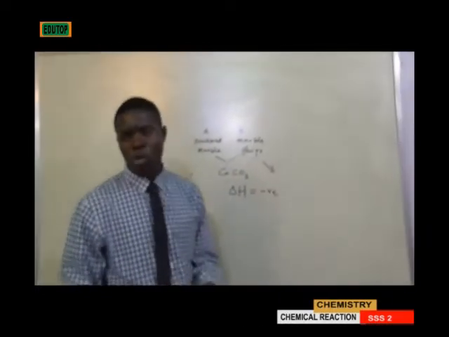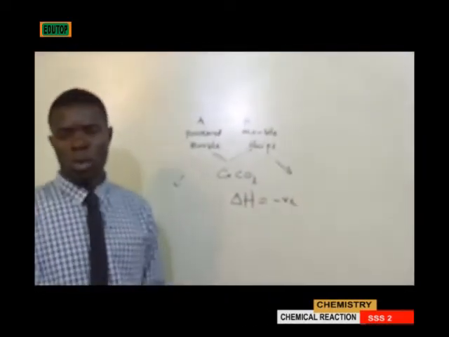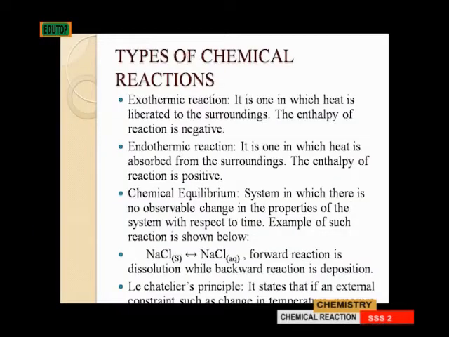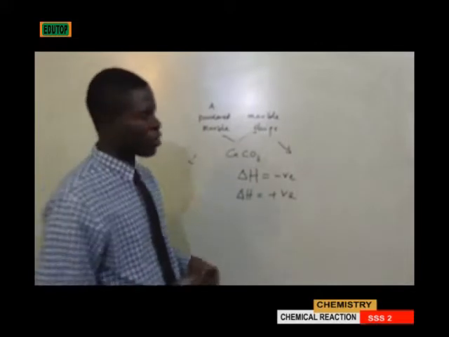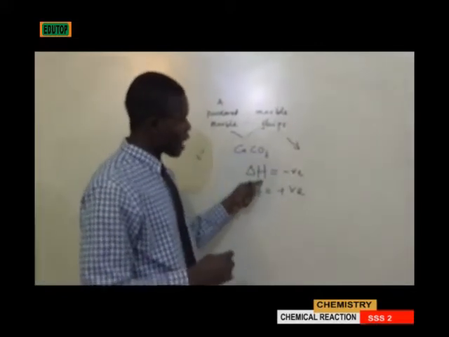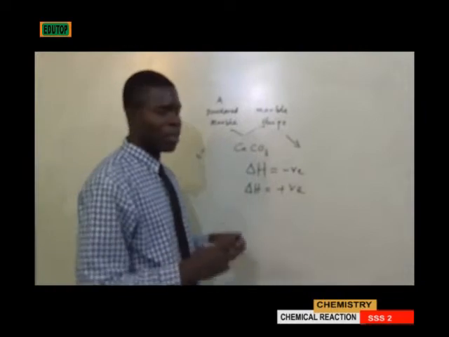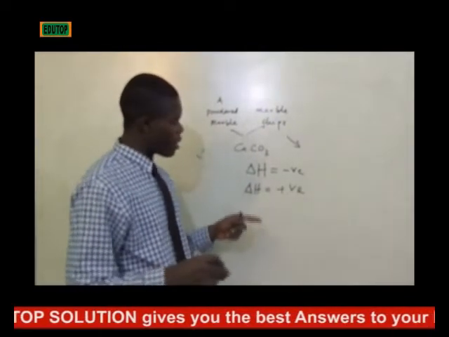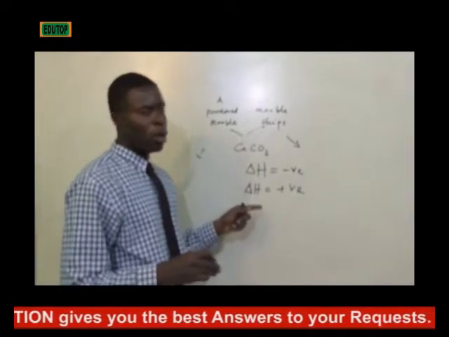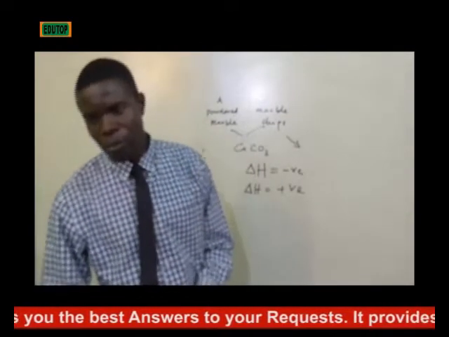In this situation, also, heat is liberated to the surroundings. In the endothermic reaction, heat is absorbed from the surroundings, and the enthalpy of reaction is positive. So you can use enthalpy to differentiate between exothermic and endothermic reactions. In an exothermic reaction, the enthalpy change, which is the heat content or heat of reaction, is negative, while in an endothermic reaction, the heat change is positive.